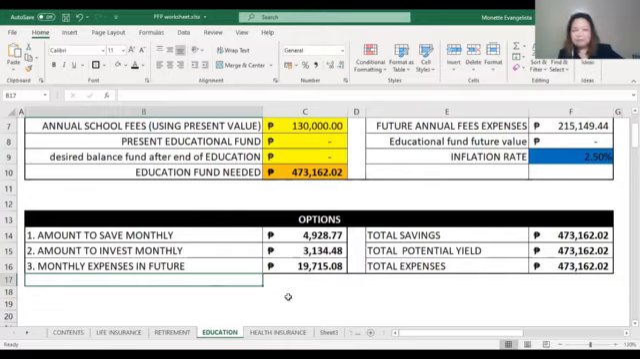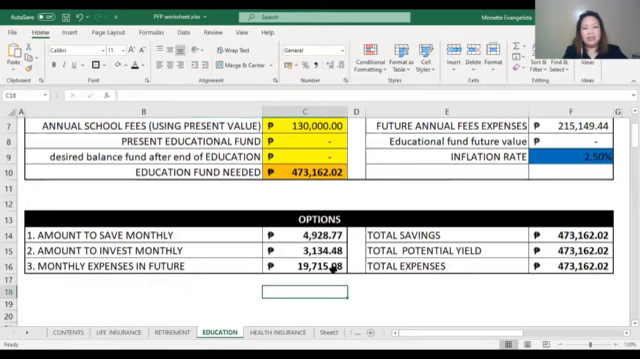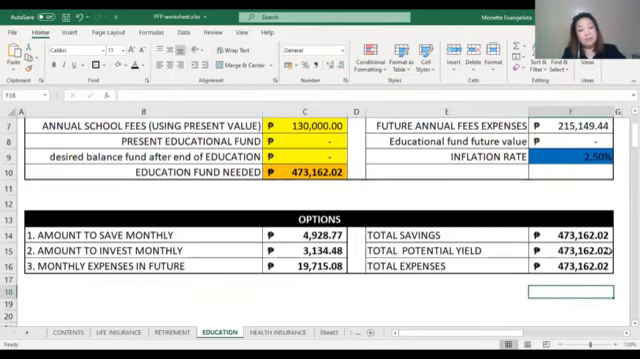Okay? So if you're going to save for it, you just need to save 4,900 or around 5,000 a month. Starting now, for you to have a savings of 473,000 for the education fund that you need. Or if you want to invest, no, you just need to invest 3,134 pesos per month to have a potential yield of 473,000. Or if you just want to go ahead and proceed with that in the future, so it's going to be 19,000 a month for that same amount of total expense.